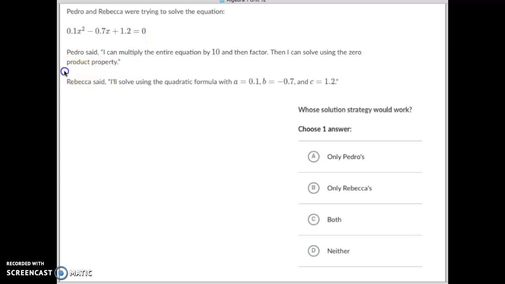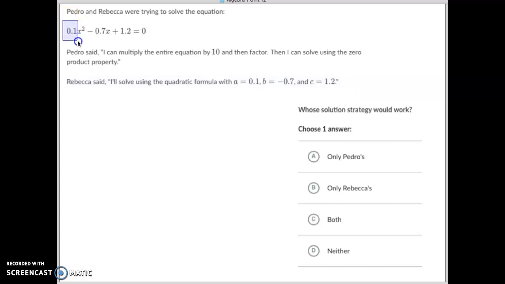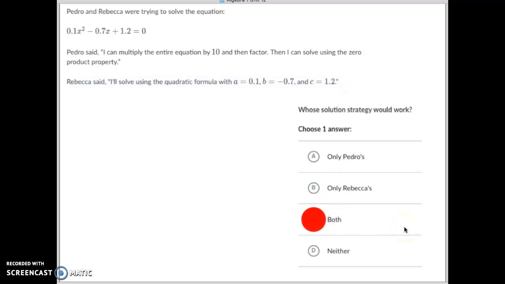Okay. Now Rebecca said, you know what? I think I'm just going to use the quadratic formula for this, where a equals 0.1, b equals negative 0.7, and c equals 1.2. Well, a does equal 0.1, b does equal negative 0.7, and c does equal 1.2. So Rebecca is also correct. You could use the quadratic formula for this one. So you could multiply it by 10, factor it, use your zero product property, or you could simply use the quadratic formula. These two are both correct in how they're doing that.